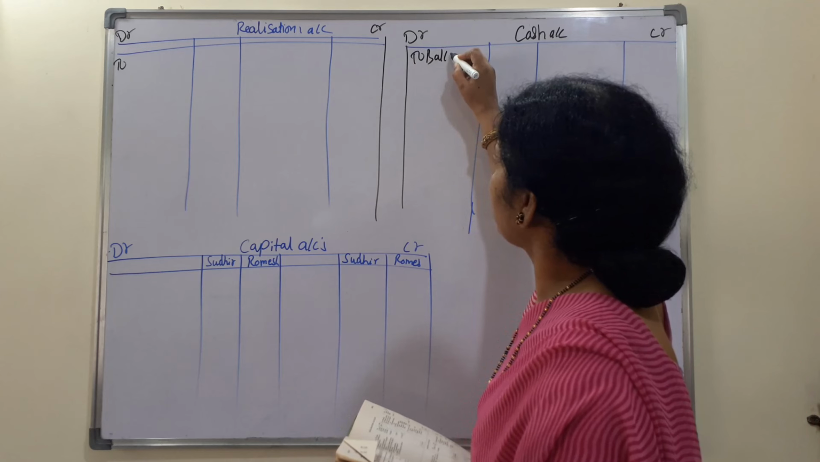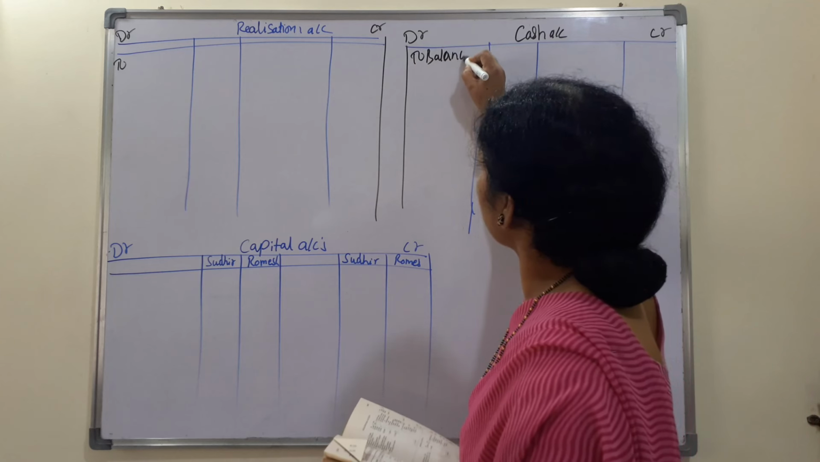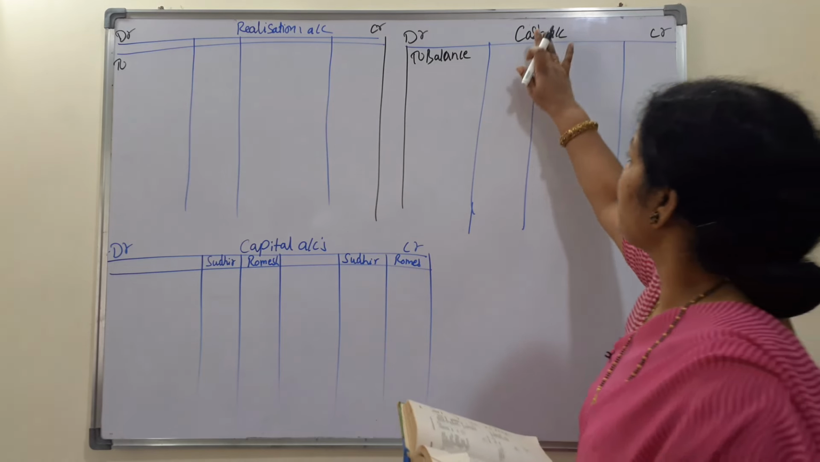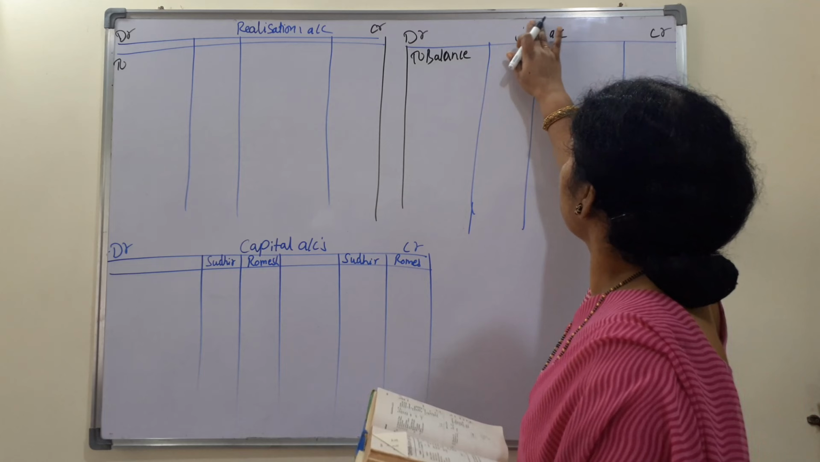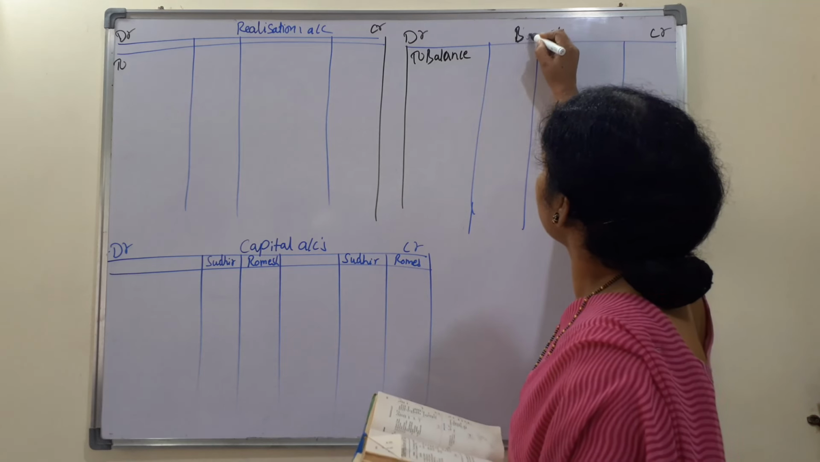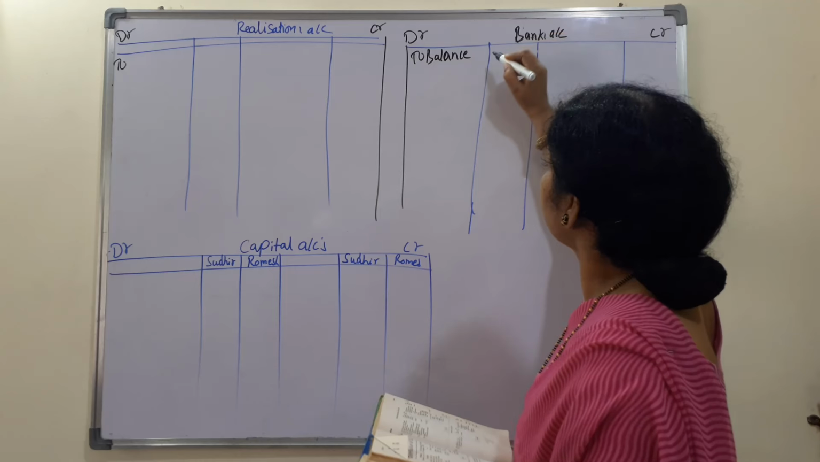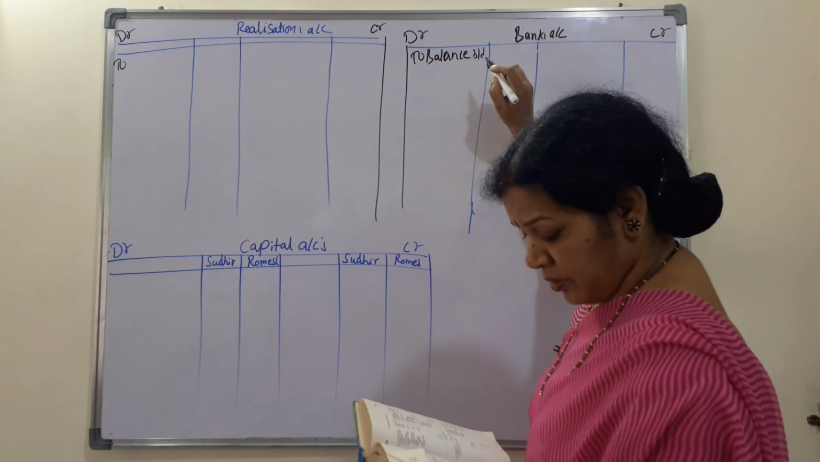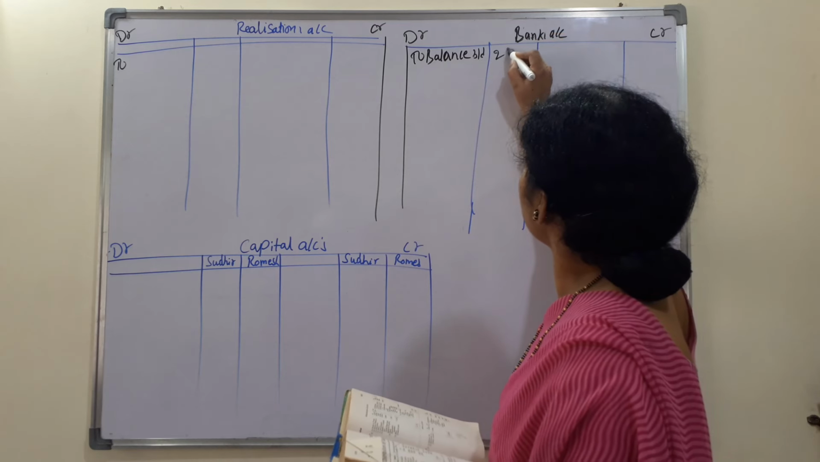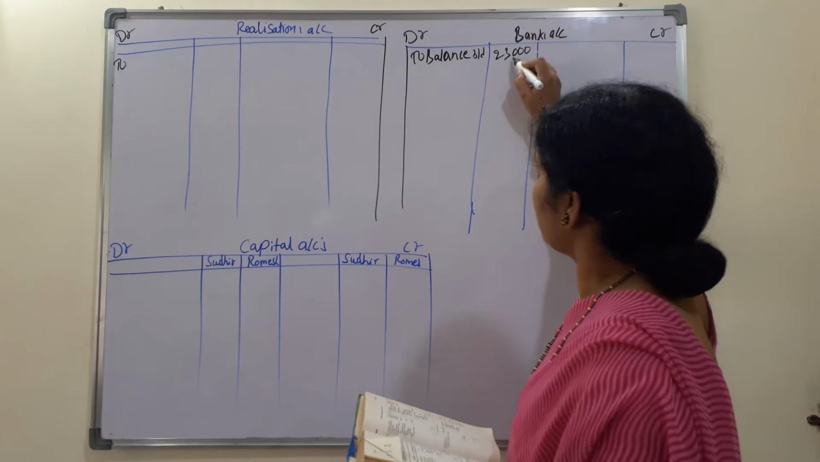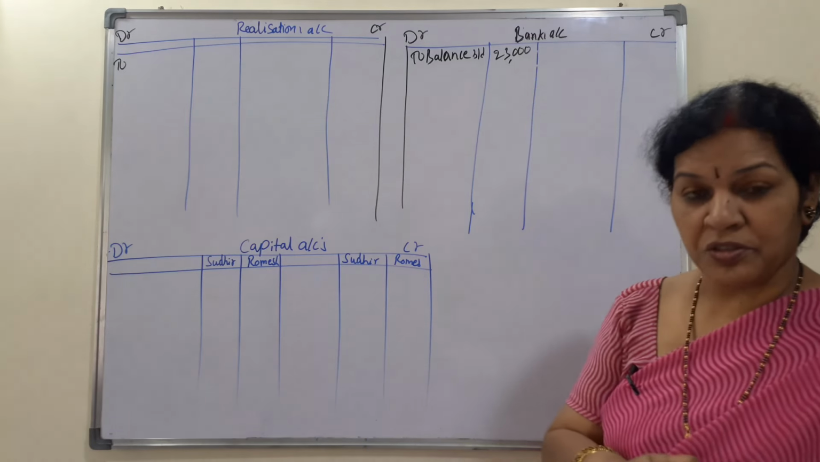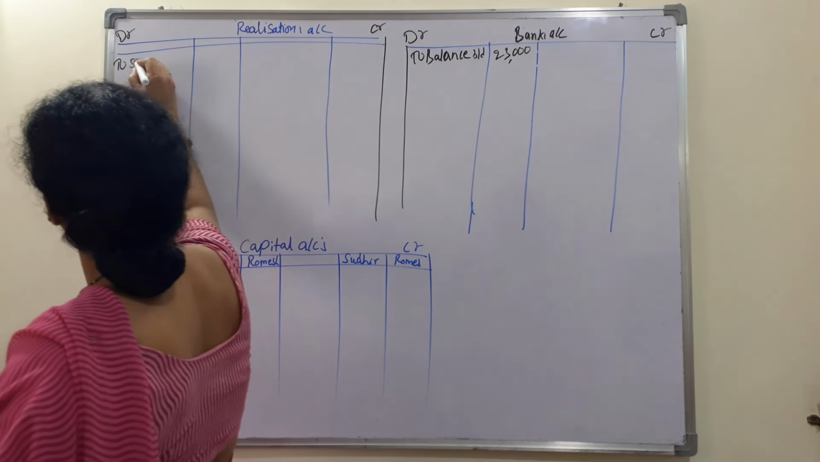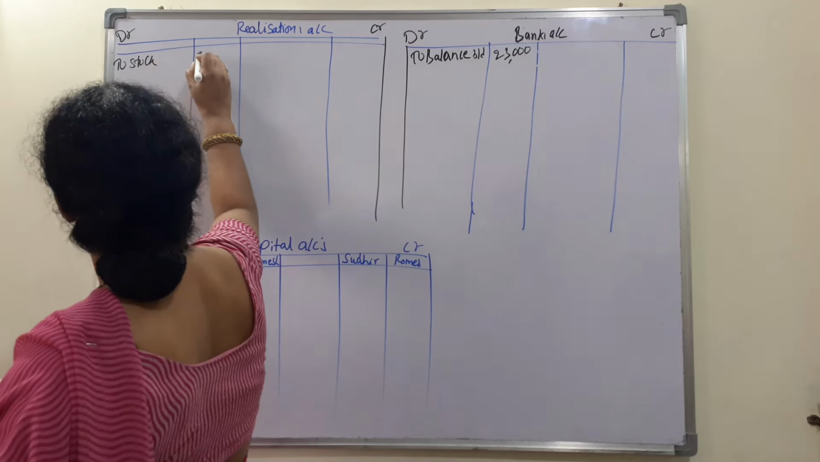Cash account or bank account, anything you can say. So what they said, cash at bank, means you say bank account only. Balance brought down, it is 23,000. Next, all the assets. Stock is here 12,000. To stock 12,000.